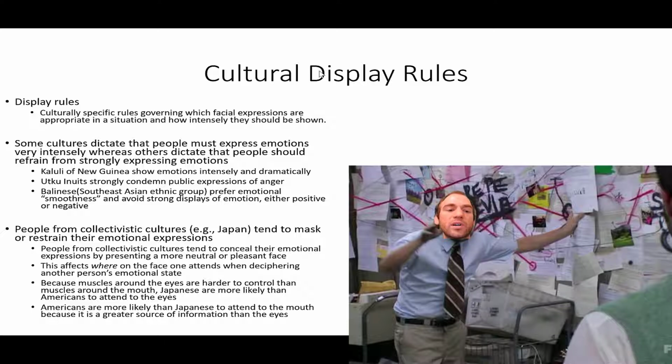Utku Inuits strongly condemn public expressions of anger. The Balinese, which are a Southeast Asian ethnic group, prefer emotional smoothness and avoid strong displays of emotion, either positive or negative. People from collectivist cultures such as Japan tend to mask or restrain their emotional expressions. People from collectivist cultures tend to conceal their emotional expressions by presenting a more neutral or pleasant face.